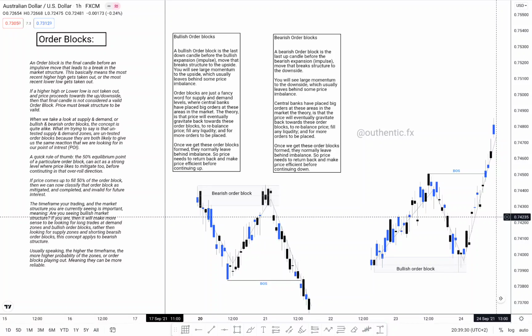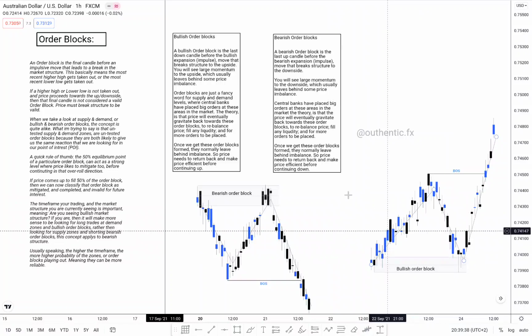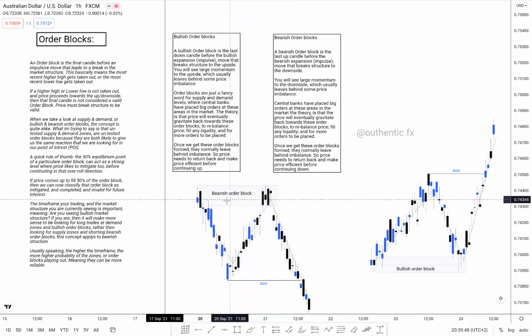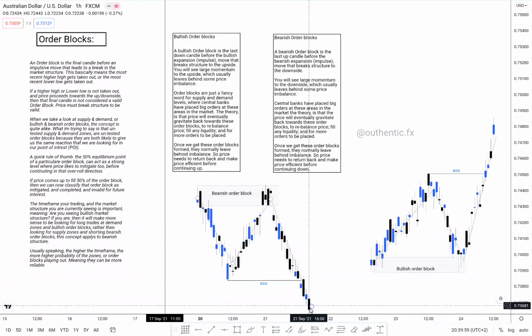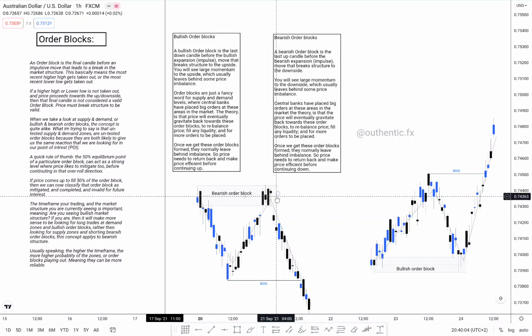So to get into the detailed outlook of order blocks, we're going to be looking at bullish and bearish order blocks, right? We're going to start off with bearish order blocks. A bearish order block is the last candle before the bearish expansion / impulse move that breaks structure to the downside. So you see the last bullish candle before that expansion breaking structure to the left, right? You will see a large momentum to the downside, which usually leaves behind some price imbalance. So within this move, we'll see large body candles and no wicks, guys.